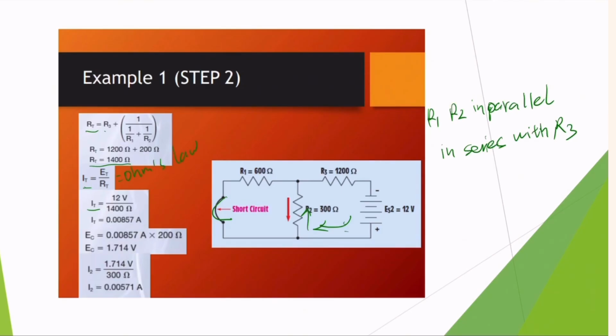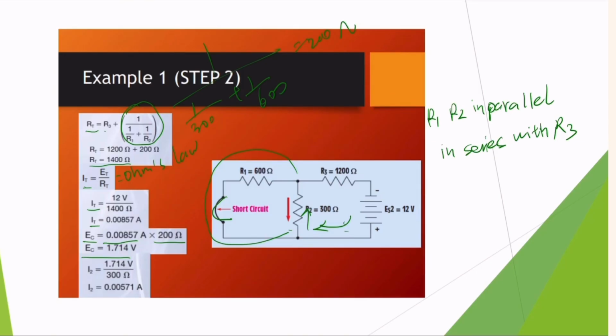After we get IT, we can get the voltage for the parallel part, which is E combination. We use IT times the parallel resistance. So the parallel resistance was this part. That will be 1 over 300 plus 1 over 600 and flip it. So that's 200 ohms. Then the E combination will be 1.714.